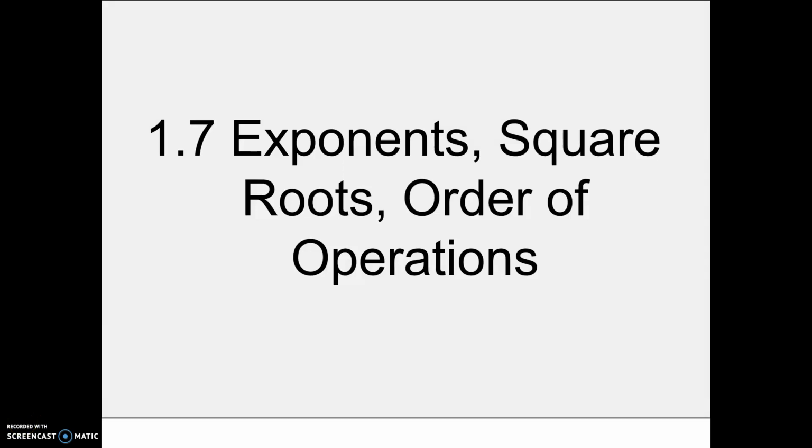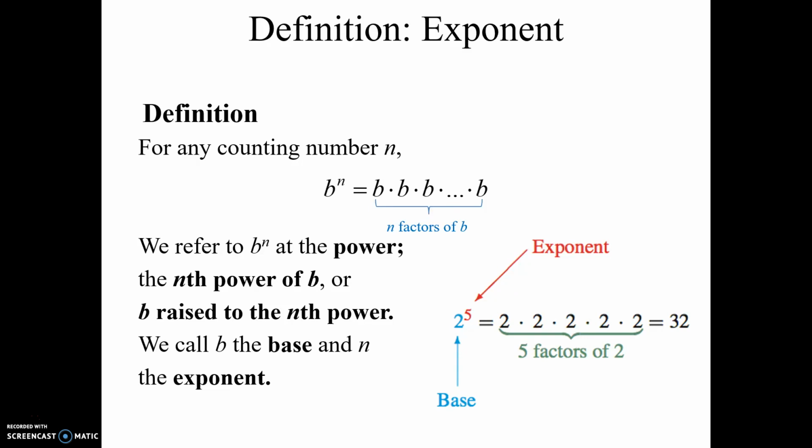In this section, we will talk about exponents, square roots, and the order of operations. Here's the definition. For any counting number n, b to the nth power equals b times b times b, times b, n times. In other words, b to the nth power is b multiplied by itself n number of times. We refer to b to the n as the nth power of b.